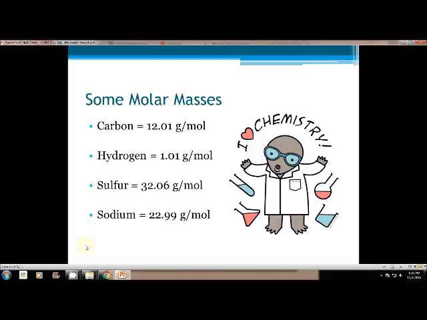The decimals, if you look at your periodic table, might be different. On a lot of periodic tables, for hydrogen, it will say 1.008 instead of 1.01. So our calculations will be slightly different, but that's okay. It's still basically the same number. Same with carbon. Some periodic tables say 12.01115. It's basically the same number still. You just have a more accurate periodic table if you have those more decimal places, okay?